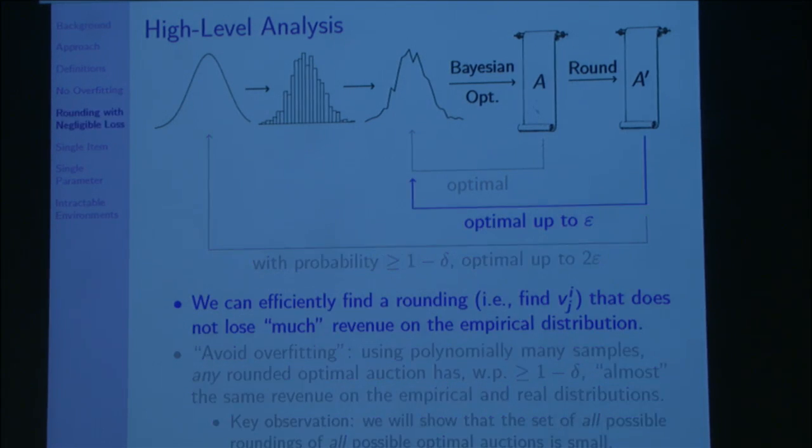And what I still have to tell you is how we choose the representatives. So our algorithm will be this. We perform Bayesian optimization. We somehow round without losing much revenue. The result is an H epsilon simple auction. We began with enough samples to guarantee that whichever H epsilon simple auction is output here, it's going to perform similarly well on the empirical and on the true distribution. So what I still owe you is to explain how I find these representatives in a way that does not lose much revenue, and how I do that efficiently.